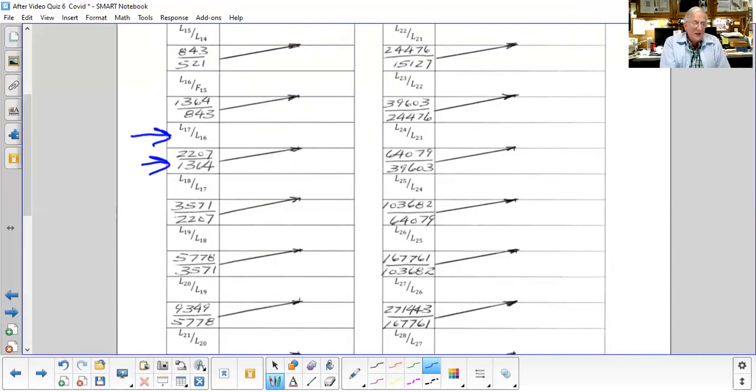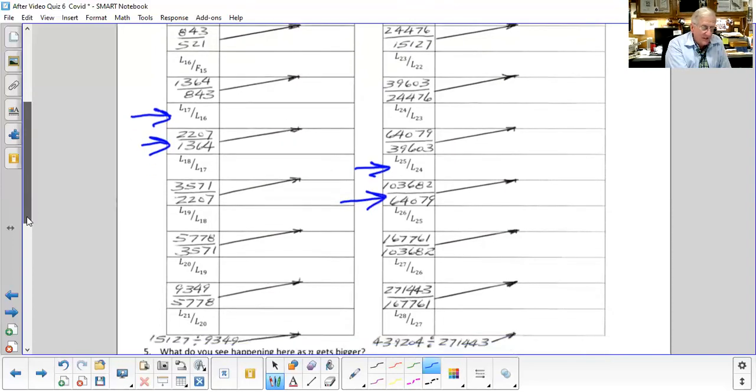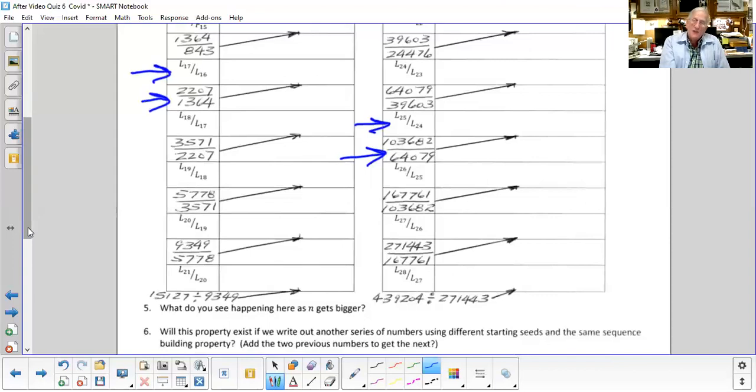Let's go across the table like we did before. Let's go down here to 103,682, this one right here. Luca 25 divided by Luca 24. 103,682 divided by 64,079. And just for the heck of it, write that answer down to 7 decimal places, just like we did for the Fibonacci's, okay?